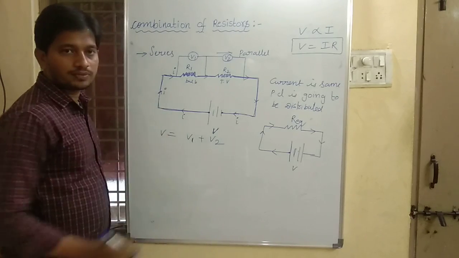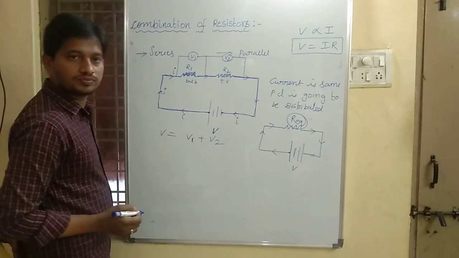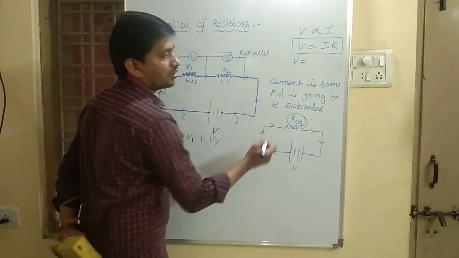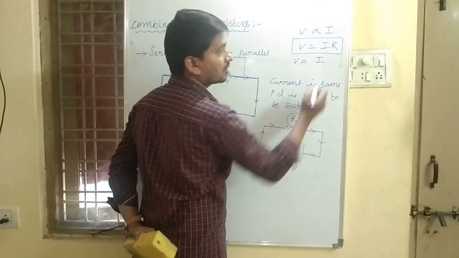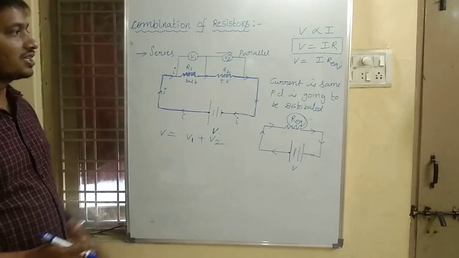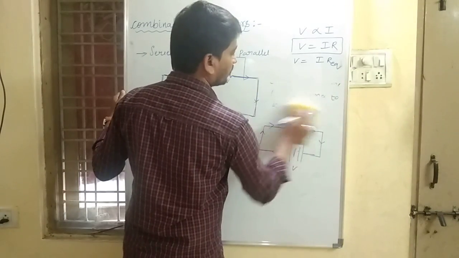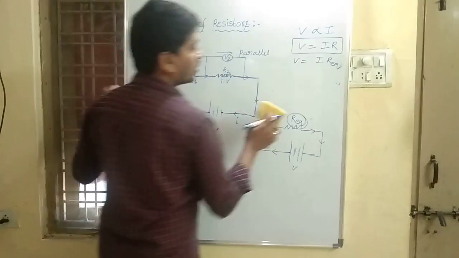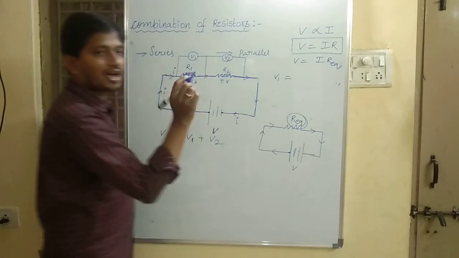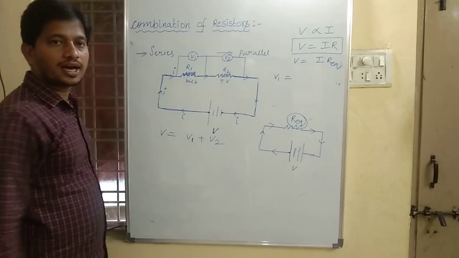So V equal to IR. So here, equivalent resistance is R equivalent. Let me write V equal to I R eq, where R is nothing but equivalent resistance. Now coming to V1. What is V1? Potential difference across resistor R1.